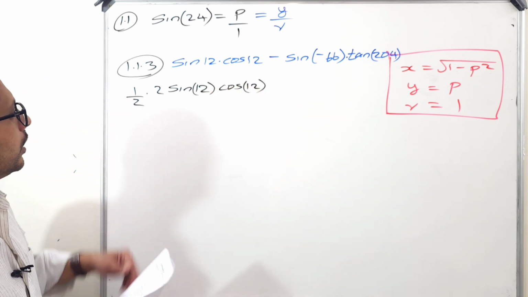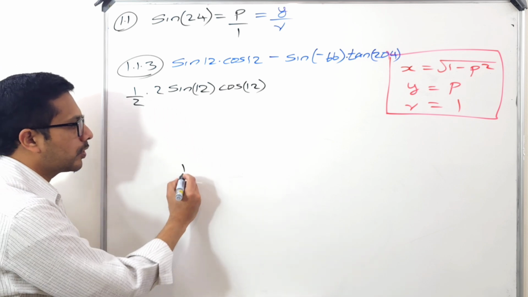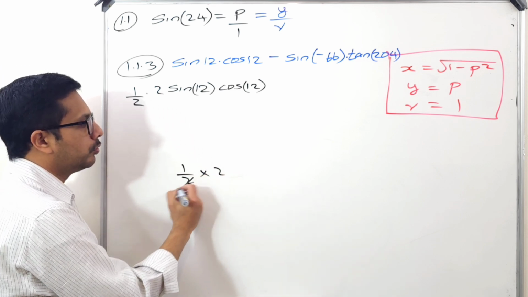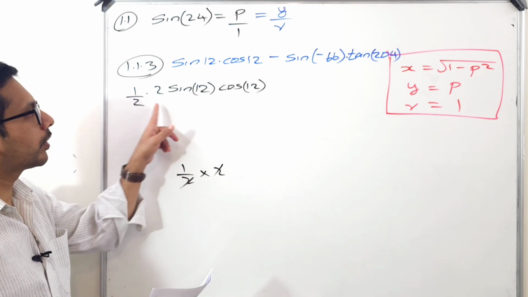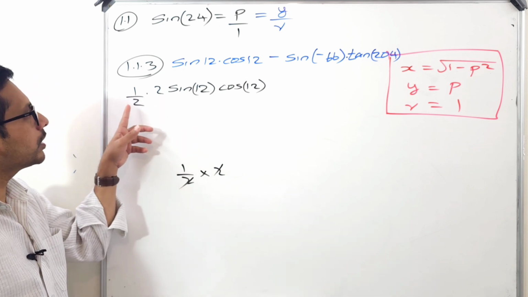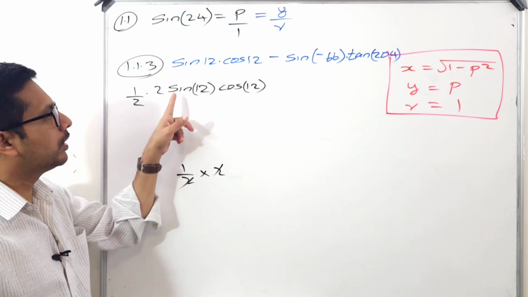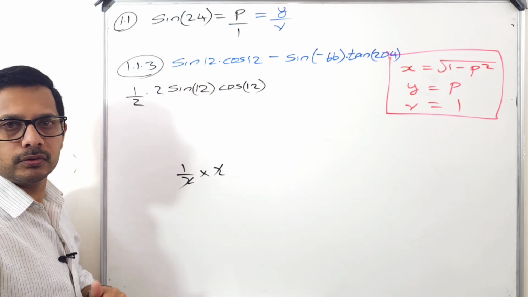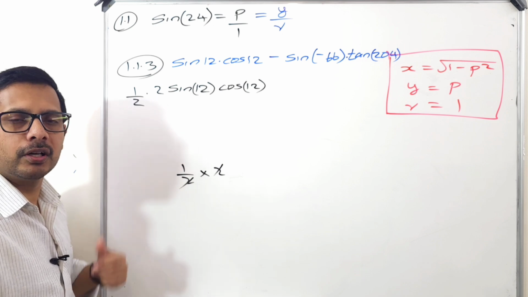So look at this. This 1 over 2 times 2 is what? Yeah, half times 2 cancel. It is 1. Am I right? So it won't make any difference in my question. Okay. So I just added half times 2. Then the remaining thing as it is, sine 12 cos 12. Okay. Why did I add it like this? Can you understand that one?